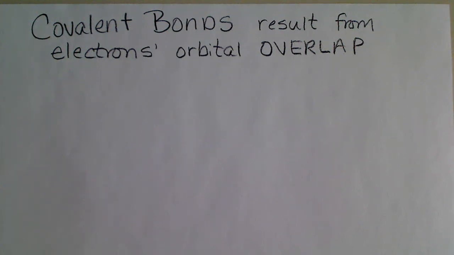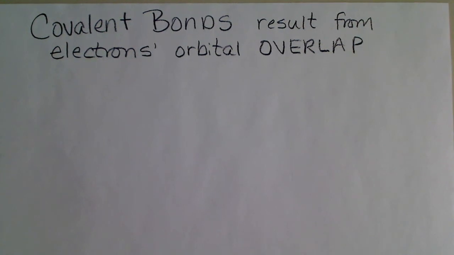In an earlier slide, we practiced drawing Lewis dot structures for molecules, and recall that we looked at the number of valence electrons that any atom had and combined all those together and came up with a dot structure so that every atom except hydrogen had 8 electrons around it, and hydrogen, remember, can only have 2 electrons around it. And we're going to take that idea and go a little bit further and talk about the fact that covalent bonds result from electrons' orbitals overlapping.